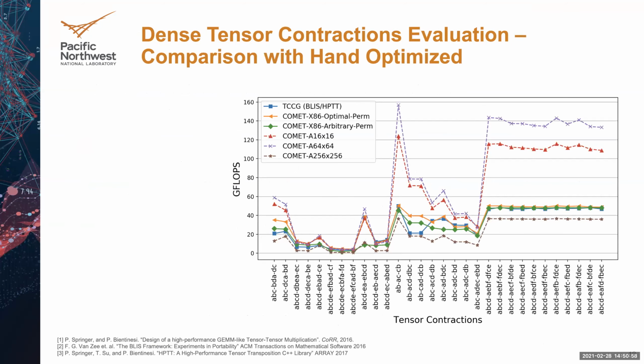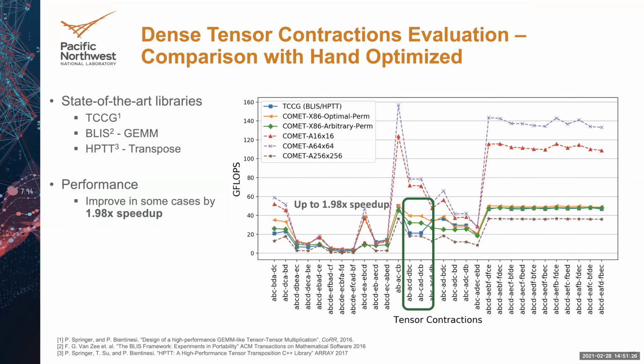So moving to results, here I am showing you the performance of automatically generated code through COMET and comparing with the state-of-the-art implementation. For the state-of-the-art implementation, we use optimized libraries. For example, for GEMM, we are using the BLIS library. For transpose, we are using the HPTT library. What we can see is that the performance of the automatically generated code by COMET for some cases provides 2x speedup.